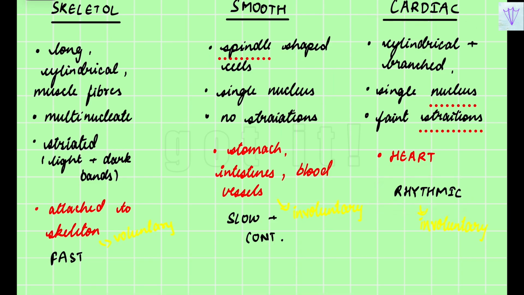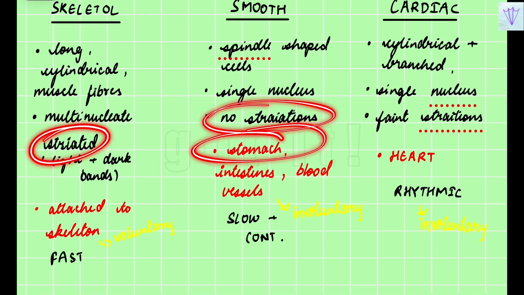The heartbeat, you can see that it is rhythmic. So this is voluntary and these both are involuntary. It is important to remember. And it is multinucleated, while these are single nucleated, and you have to remember about the striations as well.